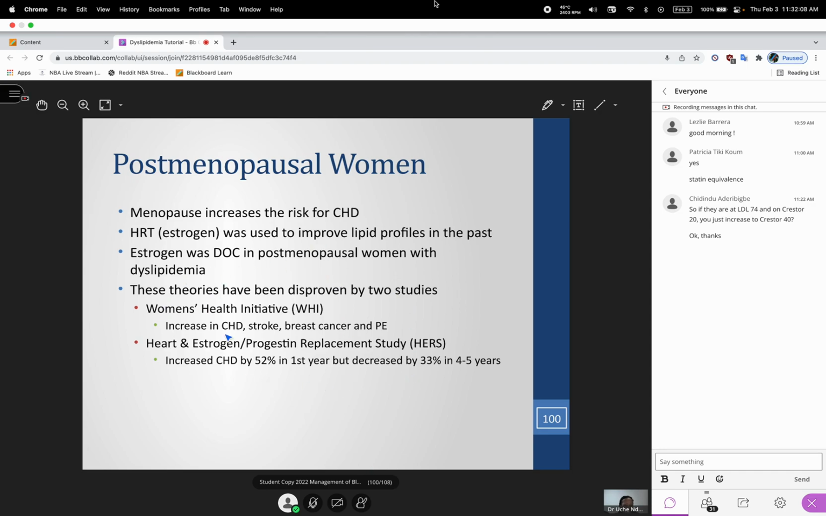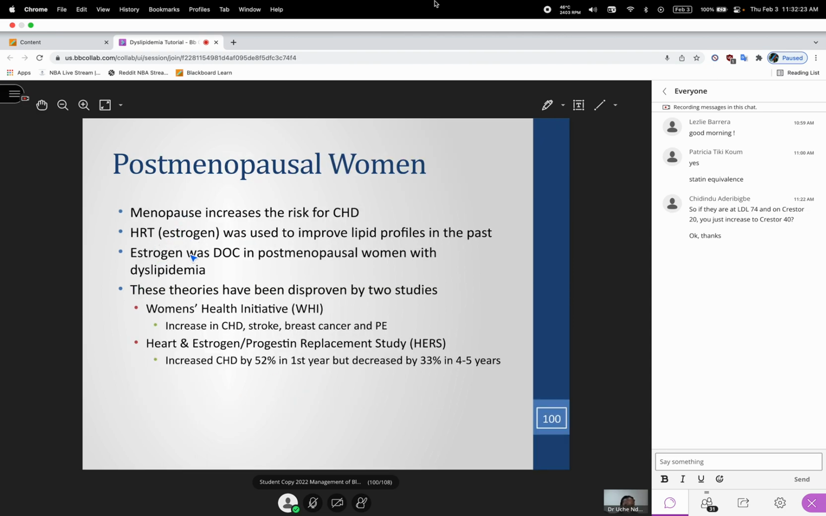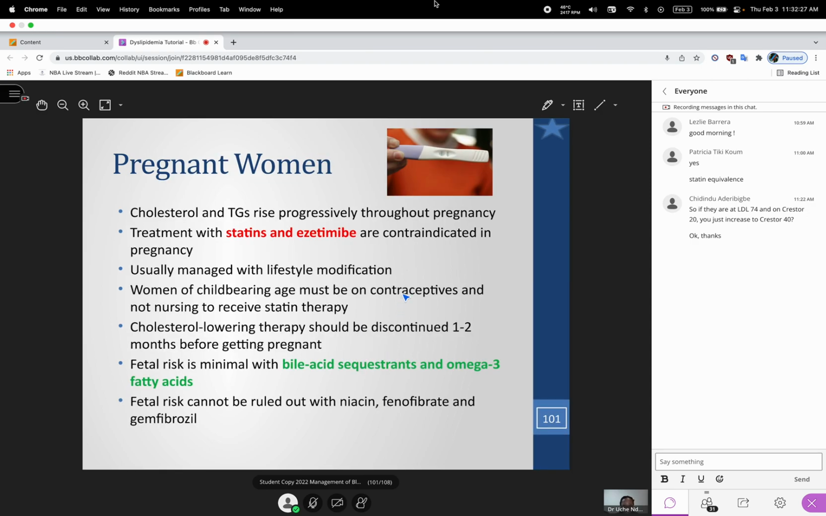I know this came up in lab. I was kind of confused about how it came up, but just know that estrogens should not be used to reduce the risk for heart disease. That's the only thing I need you to remember about this slide. Estrogen is not an option for the reduction of ASCVD risk.